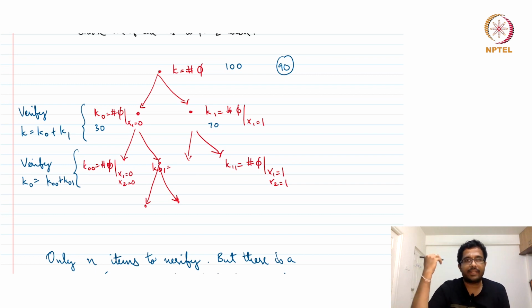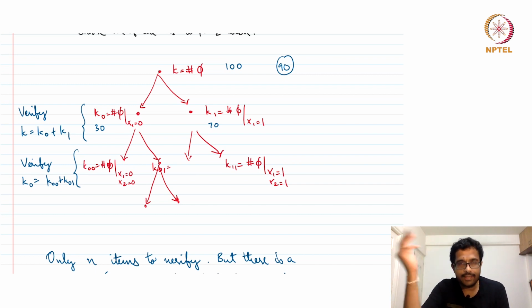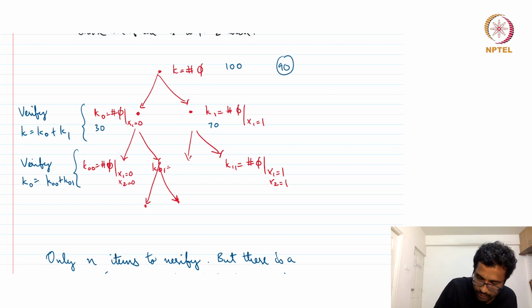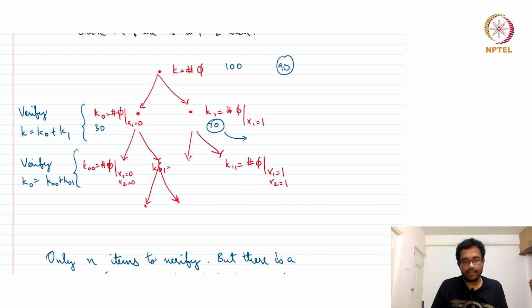So if he reports k1 to be 60 truthfully, then he will be immediately caught. The verifier can check 30 plus 60 and see that it is not equal to 100. So instead, he can potentially lie. He can lie and say 70 instead of 60. So he can lie in one of these.